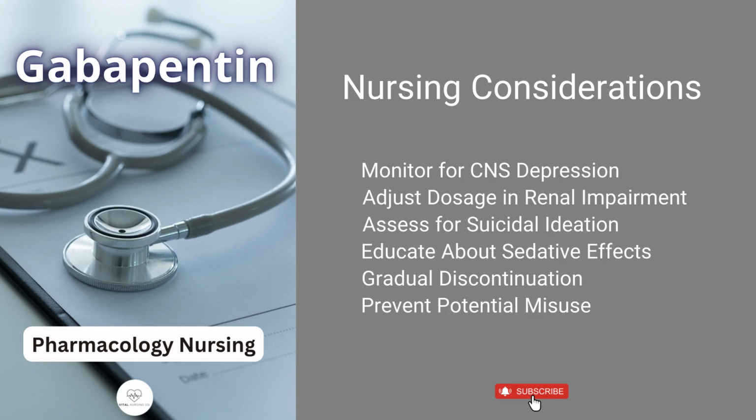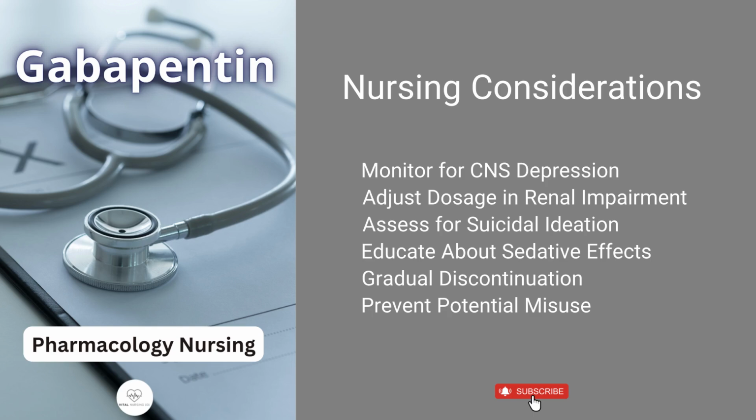Monitor for CNS depression. Assess for excessive sedation, drowsiness, or confusion, especially in elderly patients. Adjust dosage in renal impairment. Ensure the dosage is appropriate based on the patient's kidney function. Assess for suicidal ideation, particularly during the initial weeks of therapy or after dose changes.